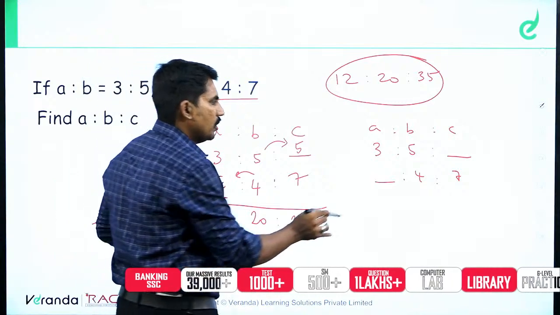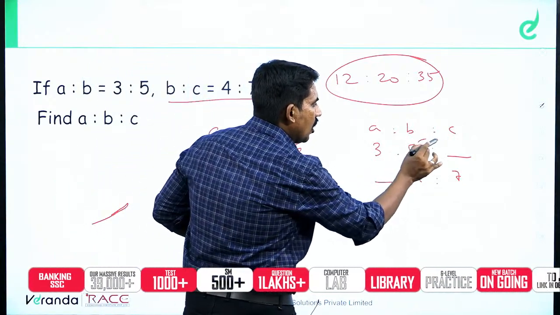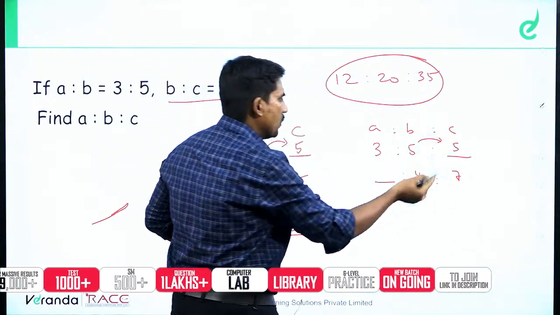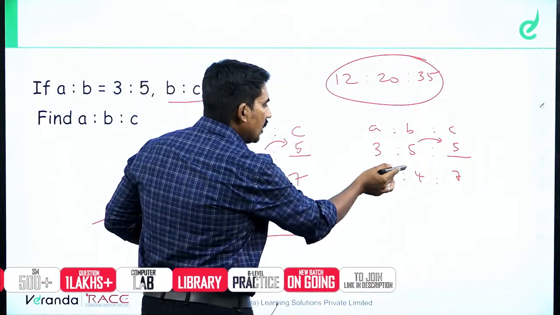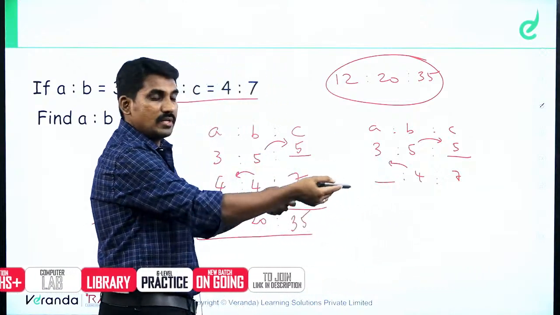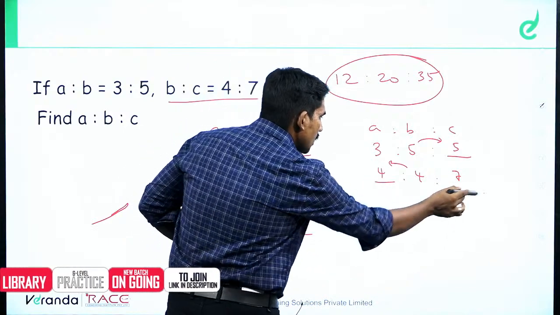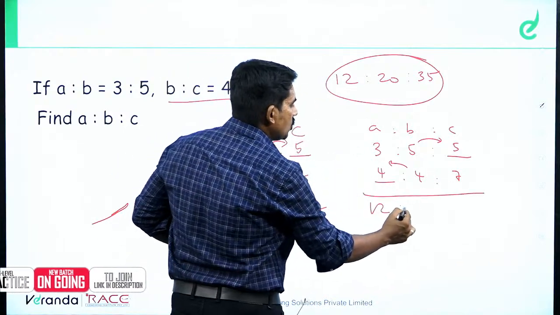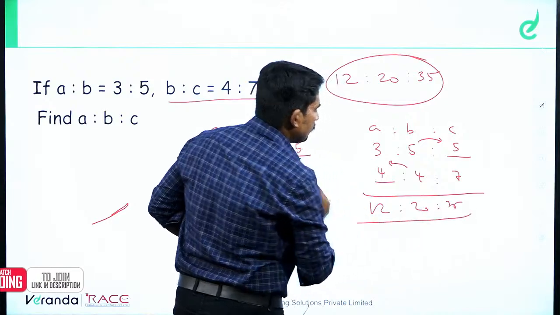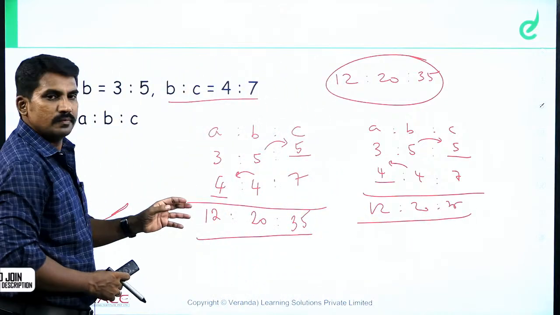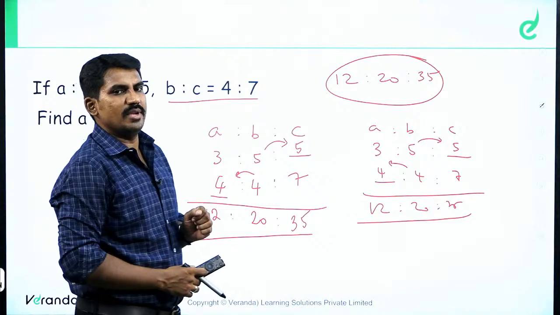Now what we have to do: right side missing, copy from the left side element. Just copy 5. Left side missing, copy from the immediate right side element. Therefore 4. Right? Now multiply this. 12 is to 20 is to 35. Right? We will get the same answer. Clear?